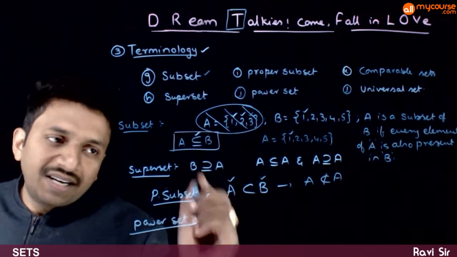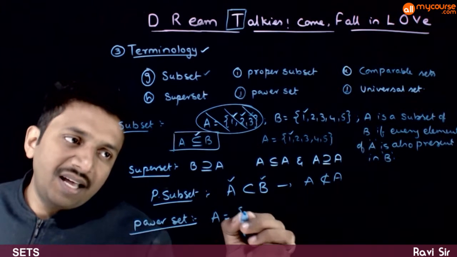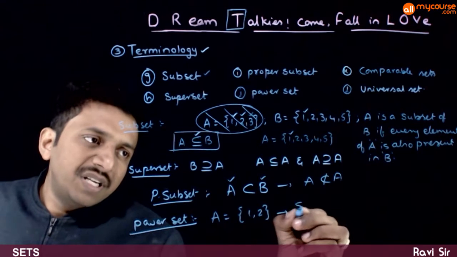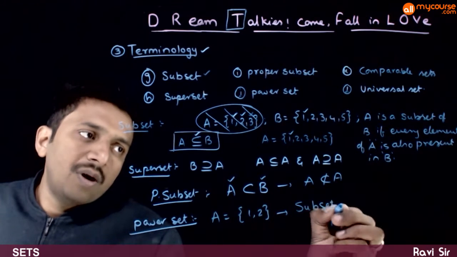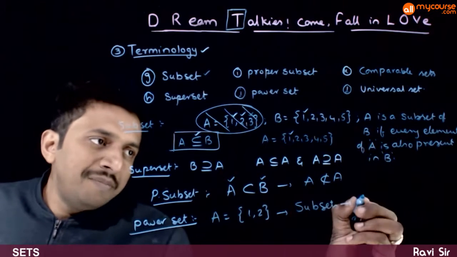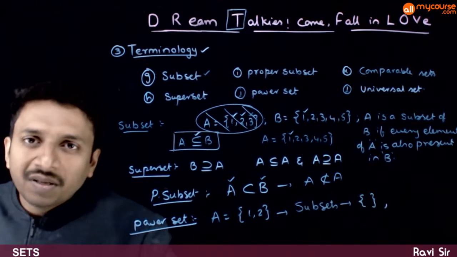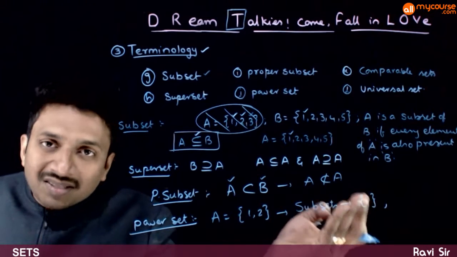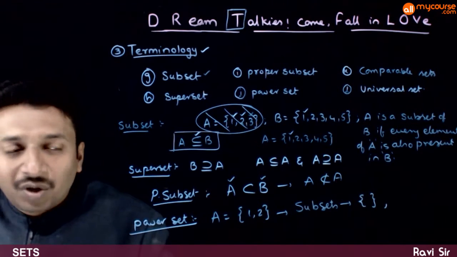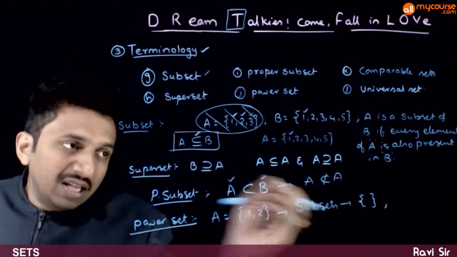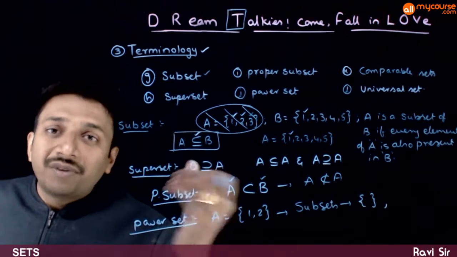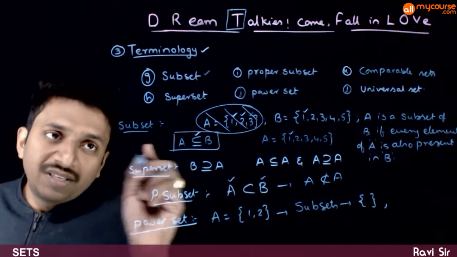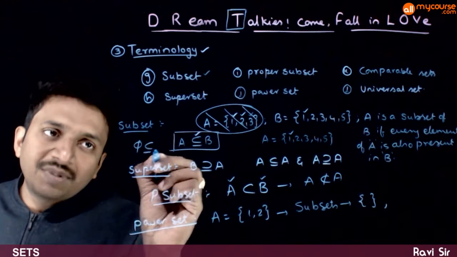So if you have a set A = {1, 2}, what are the subsets of A? Obviously, empty set is a subset of every set because empty set does not contain any element. So whatever are the elements in this set, they are also present in A because emptiness is also present in A. So empty set is a subset of every set. So that is one of the properties for subsets. Every set is a subset of itself and empty set is a subset of every set.